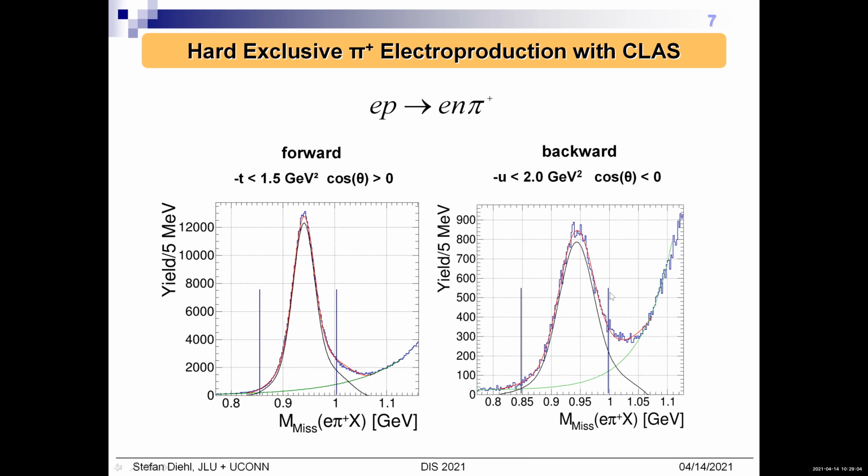And as you can see, within our cut borders, which are marked by the blue vertical lines, we get a quite clean signal with only a small background, which can be subtracted from the extracted asymmetries.